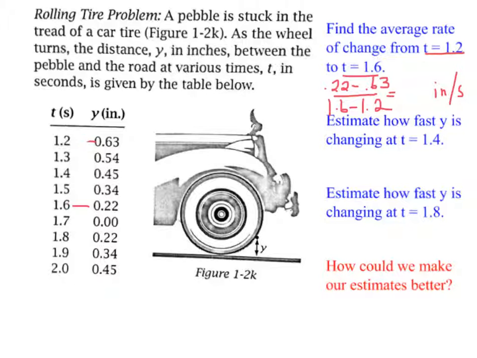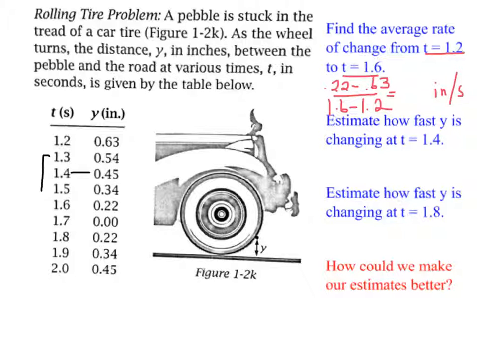Now, moving on here, the next question says, how fast is it changing at 1.4? So now I'm saying, well, okay, I don't want to know on average. I want to know right here, how fast is it changing? Well, remember on the graph, we picked spots on either side and kind of used that to connect and estimate the slope. I'm going to do the same thing here.